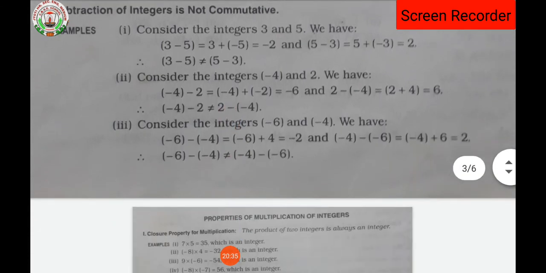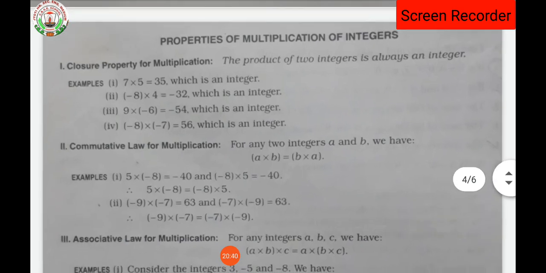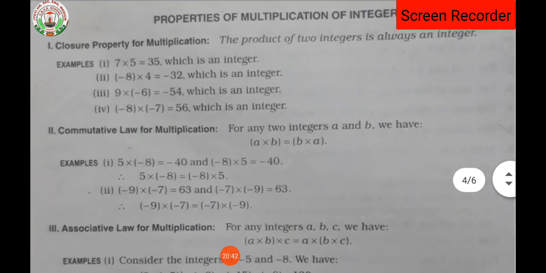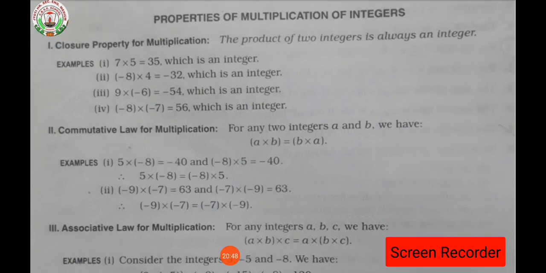The next property we are going to see is the properties of multiplication of integers. Dear students, one more property is left, that is the properties of division of integers. These two properties we will see tomorrow. For today's class, thank you everyone.